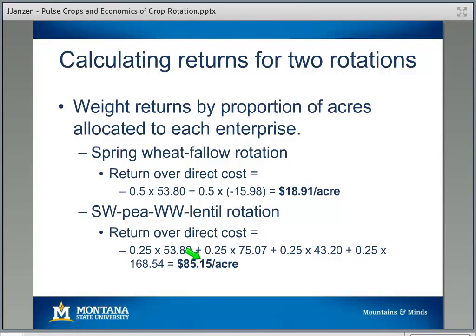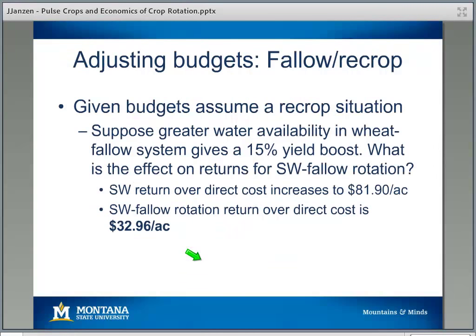So our returns per acre aren't going to be exactly the returns per acre from lentil production. They're going to be a weighted sum of all the crops that we include in our rotation. In this case, that continuous crop rotation exhibits significantly higher profits. There's a significant drag to fallow if we don't adjust these crop budgets in any other way.